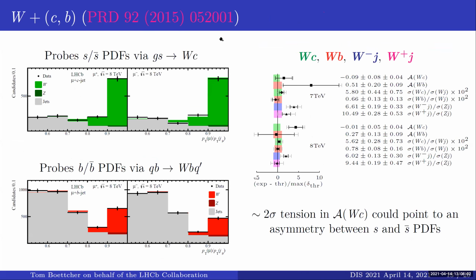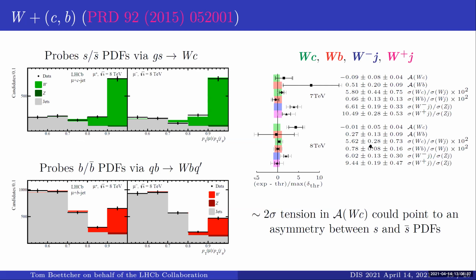So we've used this machinery to measure W production in association with charm and beauty, and so this provides sensitivity to the strange quark PDFs and the B quark PDFs. In each bin of muon isolation, we extract the heavy flavor yield using fits to these isolation BDT distributions, and then we use this isolation variable to extract our W plus jet yield.